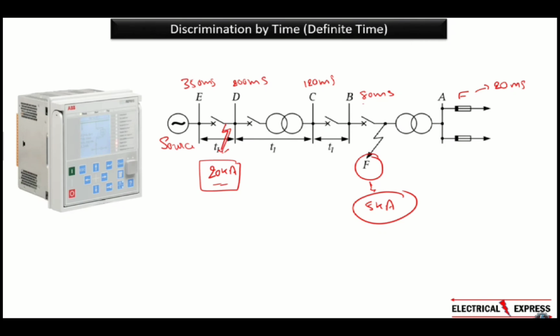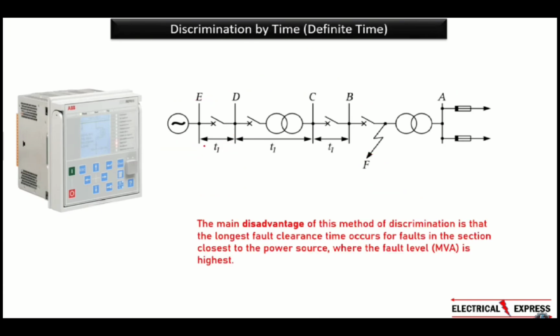Even if you suppose the fault occurred here, the relay would still have to wait 350 milliseconds. So, this fault current would continue to flow through the system for 350 milliseconds. So, this is the limitation of discrimination by time: the longest fault clearance time is for the fault in the section close to the power source.